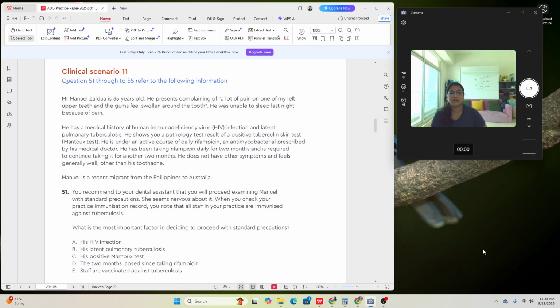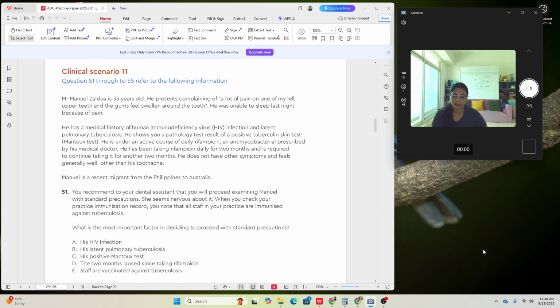He does not have other symptoms. Why is this line important? Because apart from TB, he also has a history of HIV. And if he's not having any other symptom, what does that mean? That his viral load is very well under control. If it wasn't, then he would be suffering from other secondary opportunistic infections. So currently he has latent pulmonary tuberculosis. He has a history of HIV, but he does not have any other symptoms and feels generally well.